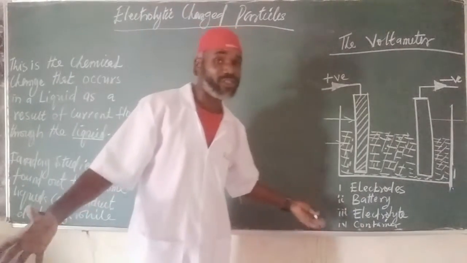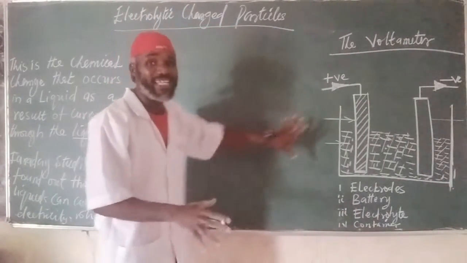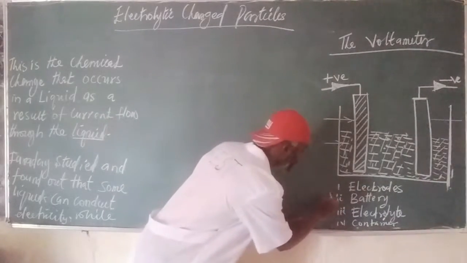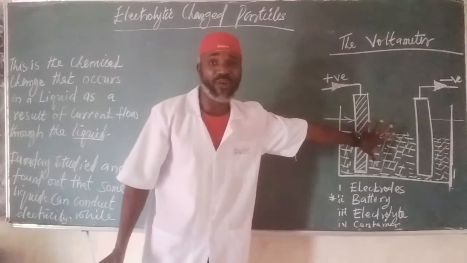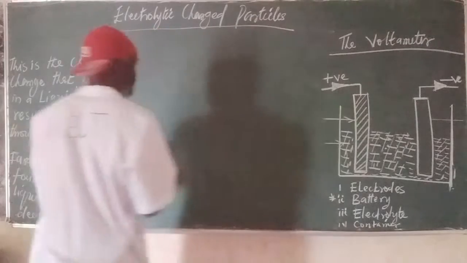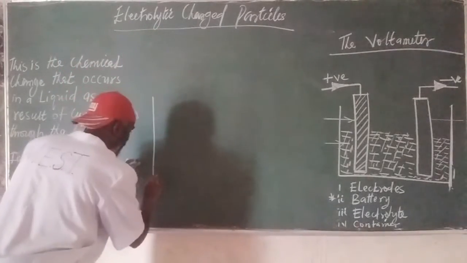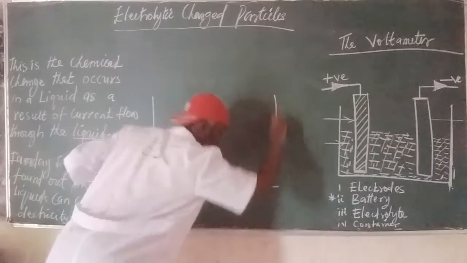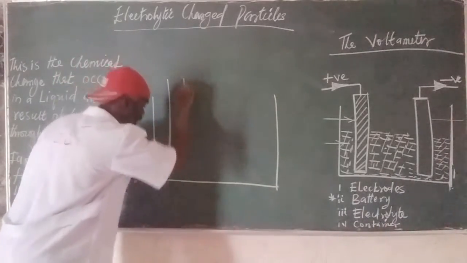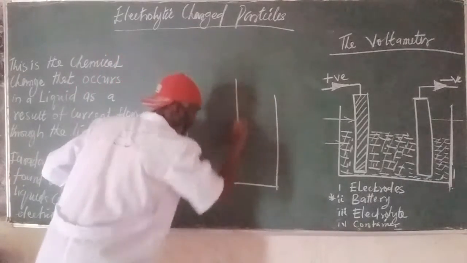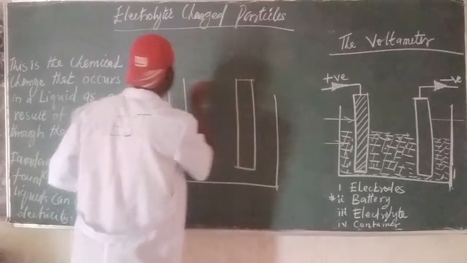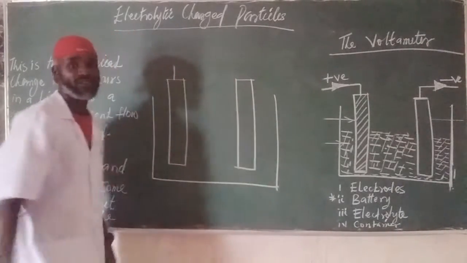As a continuation, I am going to draw another diagram that represents what happens when the battery is connected. Now there is no battery connection here, so it is just that way. Now let's see what happens. If we have a voltmeter again, and this time around we have the electrodes as usual. I'm trying to make my diagram look big so that my explanation will be clear.